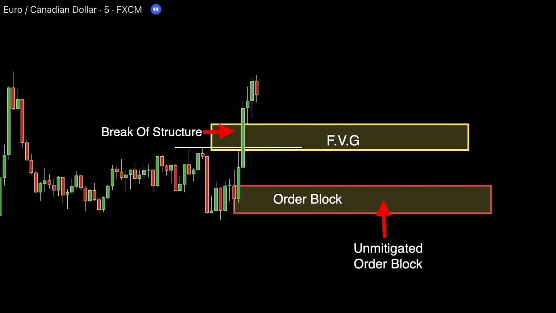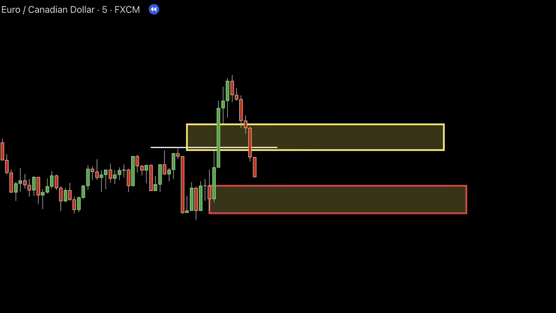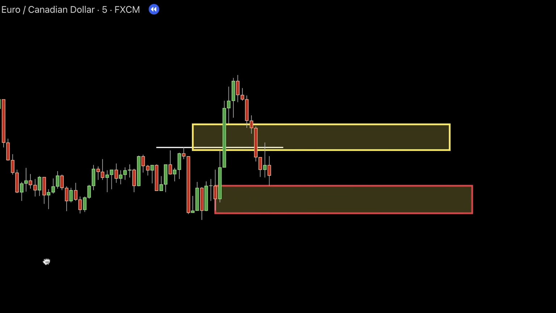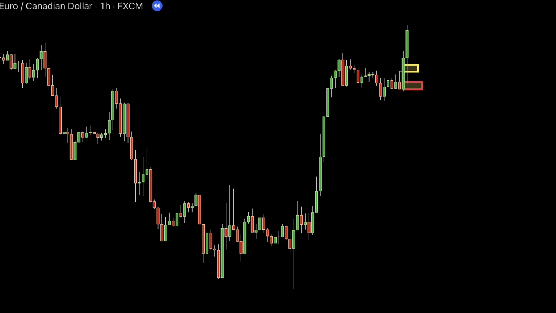So we draw our order block and wait for the price to pull back into the fair value gap and retest the order block. As anticipated, price returns to this area and shows a slight rejection, giving us a solid entry signal. Now that we spot our entry on the lower time frame, we switch to the hourly time frame to see the bigger picture.